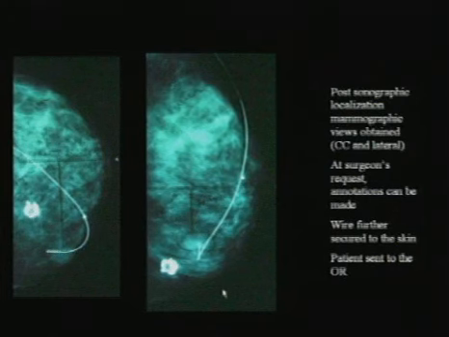This is a post-procedure mammogram, so we have the wire coming through. This is the mass that we wanted localized. This is just a benign fibroadenoma. Depending what the surgeons like, annotations can be made on the mammogram to further help them localize the lesion. Again, the wire is further secured to the skin, and then the patient is sent to the OR with these films.